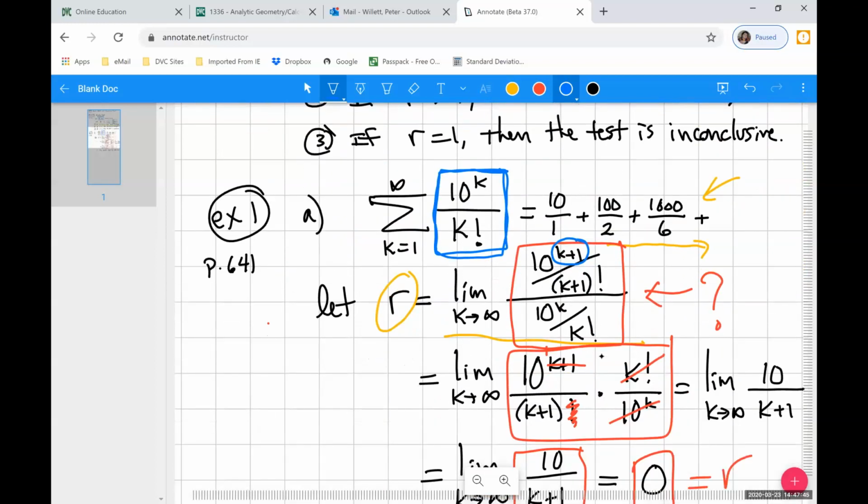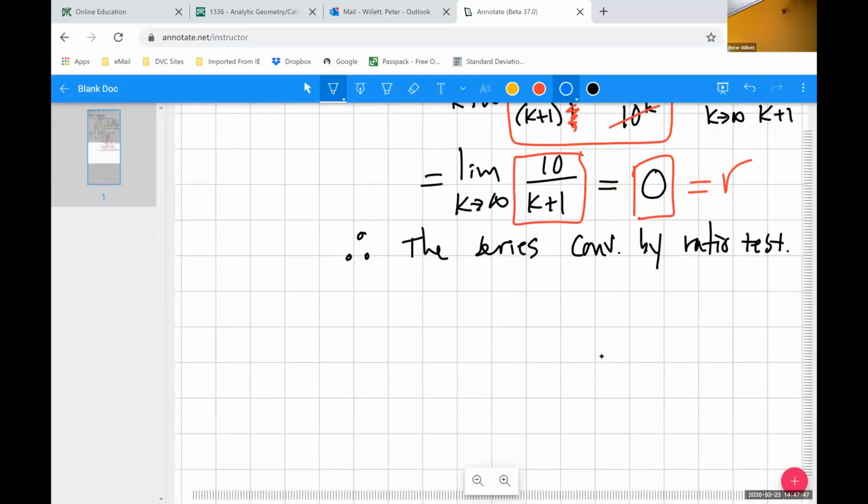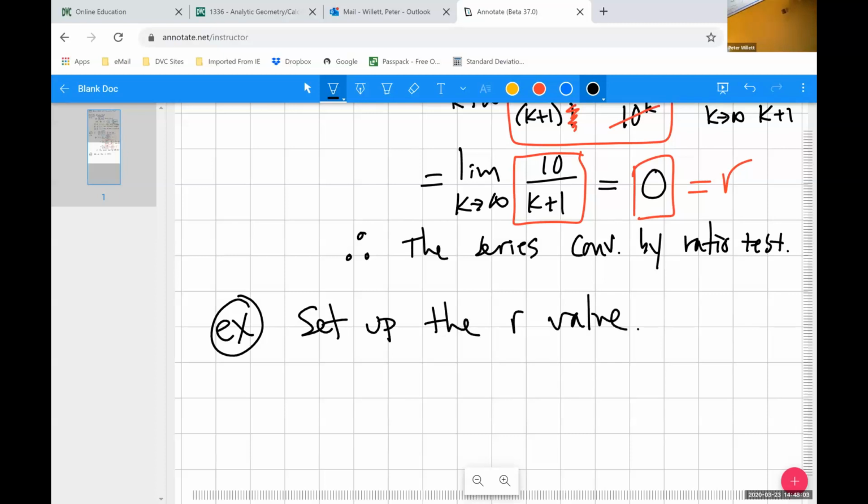So why don't we just try taking another example where all we do is set up the limit and we don't worry about doing it because we need to move on. So consider a follow-up example, and I'm just going to say set up the R value. So we have a series, and I'm going to look at maybe part B in the same example, which was k to the k divided by k factorial.